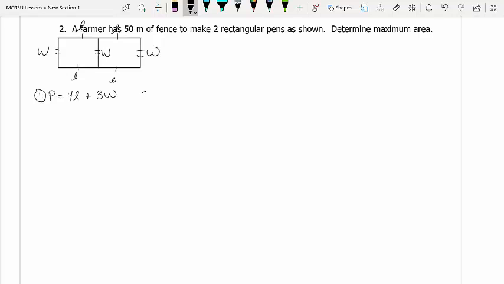Okay, and our second equation is about the area. So the area of this pen is going to be 2 times L, right? The length is made up of 2 of those variable L's. So 2L is the length times the width. Okay, now let's plug in the value from the question. So we know we have 50 meters of fence. So that's the total amount of fencing. So that's our perimeter value.